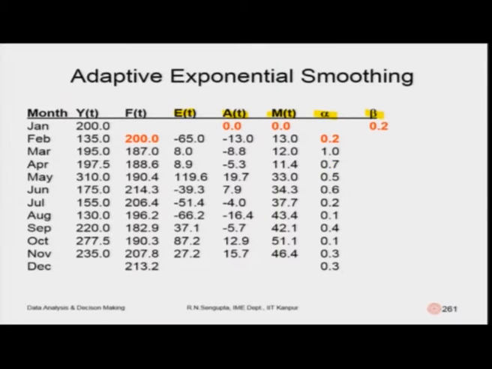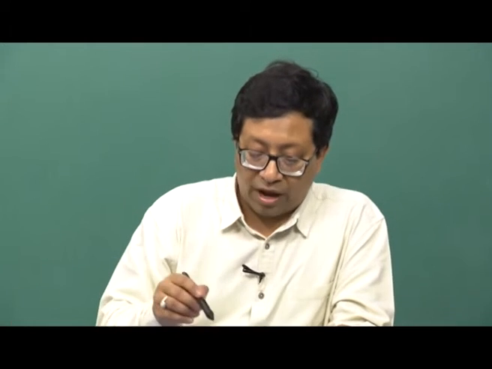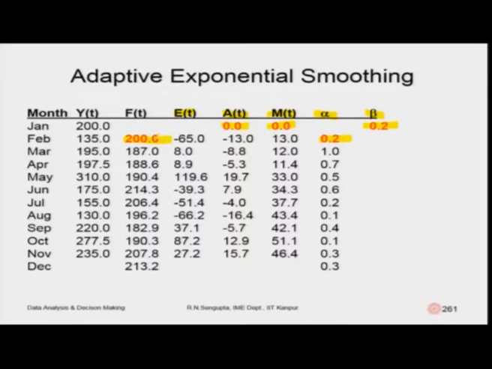Now, consider I am taking A1 and M1 as 0 as mentioned. So, let me highlight it. I consider alpha value as 0.2, beta value as 0.2. This is arbitrarily I am taking, and I am putting f2 as equal to y1. So, this is the case, which means this value goes here.